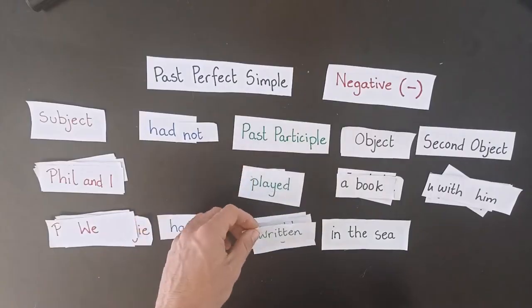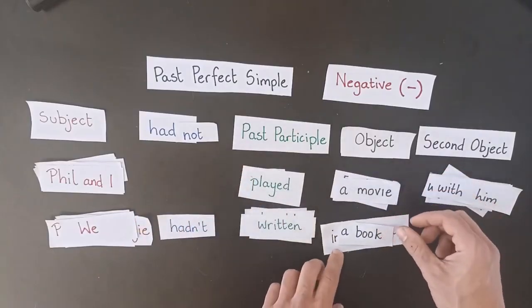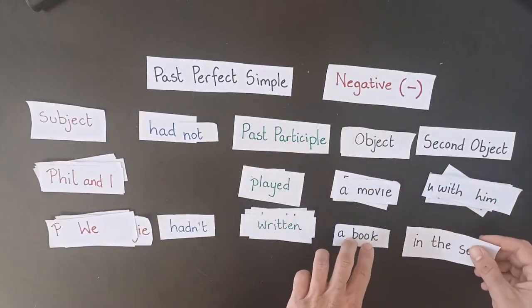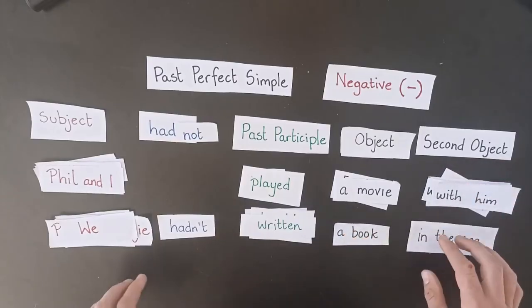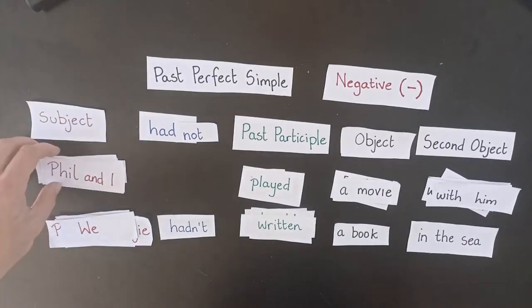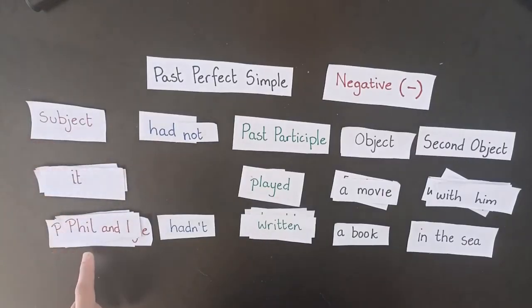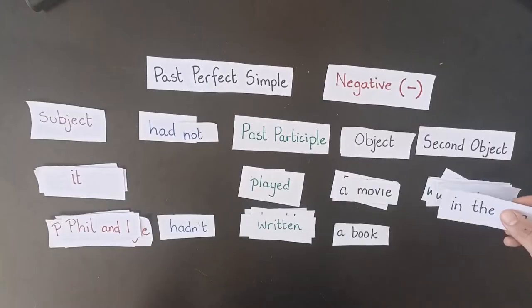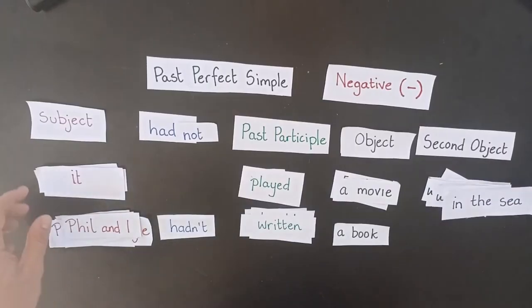How about written? Written a book. Excellent. Let's see how we can do this. We hadn't written a book in the sea. That's lucky. Wouldn't have been a very good book, would it? Anyway, let's continue. Phil and I hadn't written a book. Okay? Phil and I hadn't written a book.